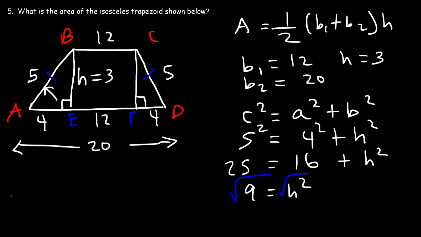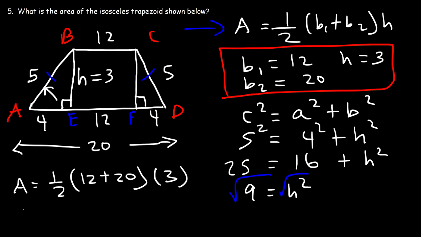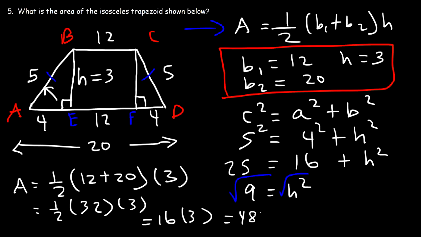So now that we have the value of h, we can calculate the area of the trapezoid using this formula. That is this formula here. So it's going to be 1/2 b1, which is 12, plus b2, which is 20, times the height of 3. Now, 12 plus 20 is 32. And half of 32 is 16. 16 times 3 is 48. So this right here is the answer. That's the area of the trapezoid.